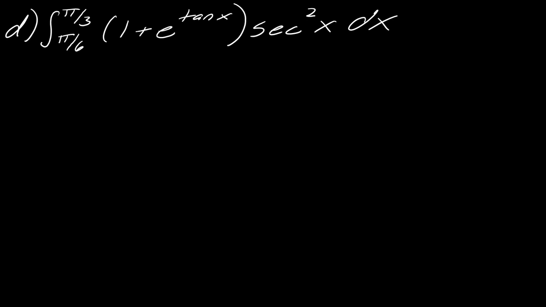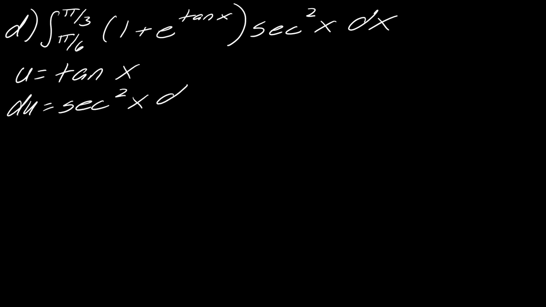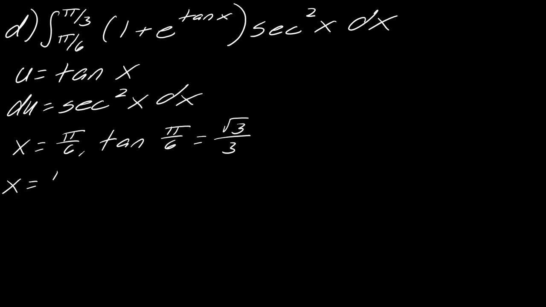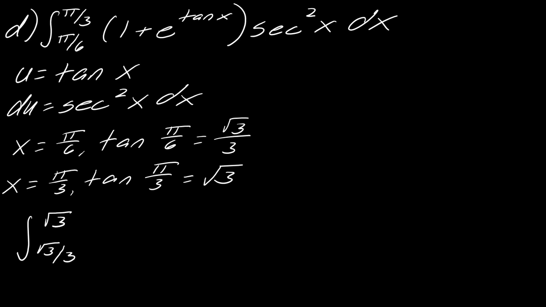For this one, my u is going to be tangent of x, and my du will be secant squared x dx, so that's nice and straightforward. If my x is pi/6, the tangent of pi/6 equals the square root of 3/3. And if x equals pi/3, then the tangent of pi/3 equals just the square root of 3. Now I can go ahead and use method 2. So this becomes the square root of 3/3, and this is the square root of 3.